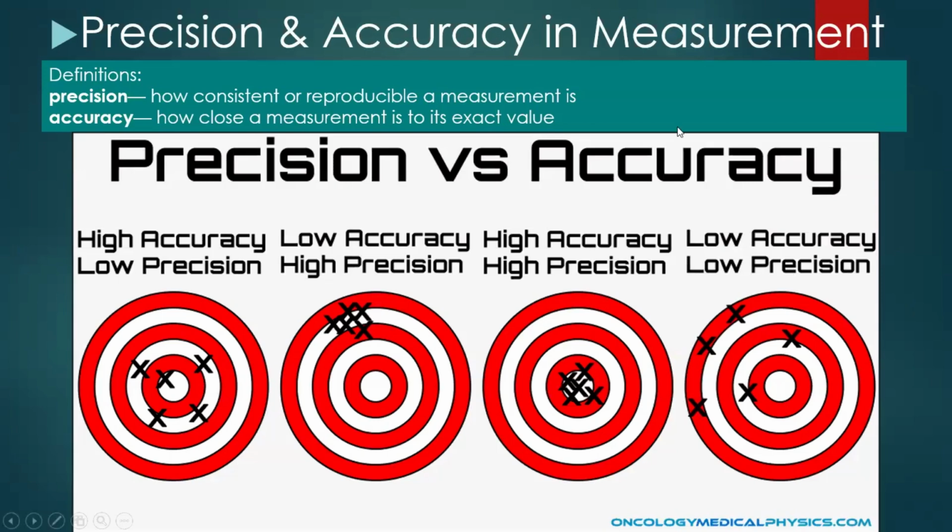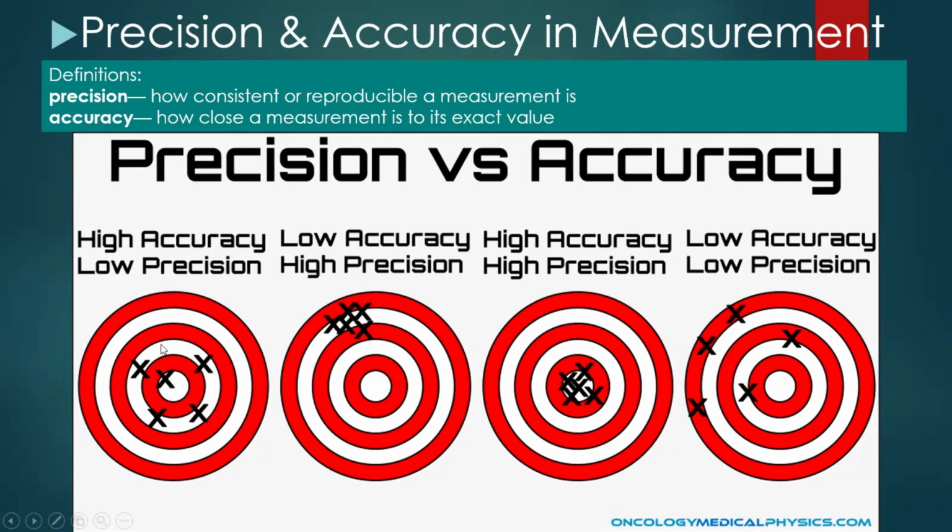All right, our next topic is precision and accuracy in measurement. Precision is how consistent or reproducible a measurement is. Accuracy is how close the measurement is to its exact true value. So here are 4 bullseyes with all the different combinations. Of course we want to hit the bullseye in the very center.